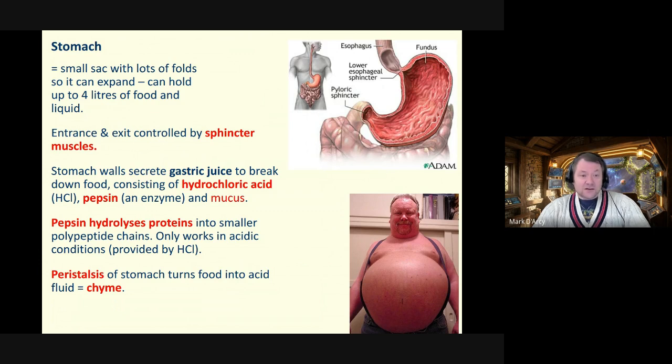The stomach itself is a small sac, in some cases a large sac, with lots of folds, so it can expand. It can hold up to 4 liters of food and liquid. Now, if you keep eating a little bit too much, so you're full, but you put that extra chip in, that extra cake, the stomach will actually stretch to accommodate that over time.